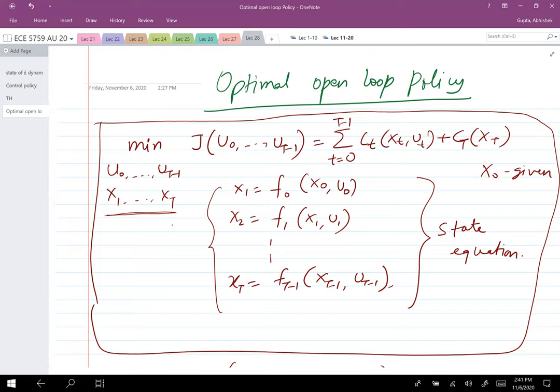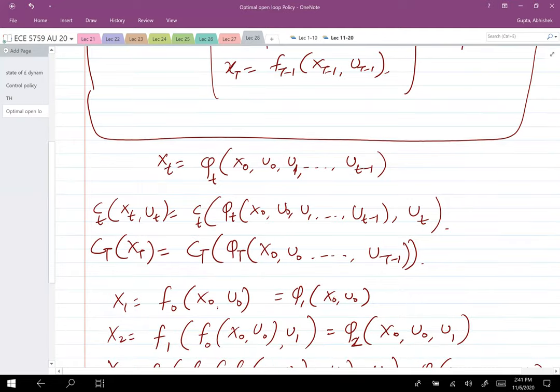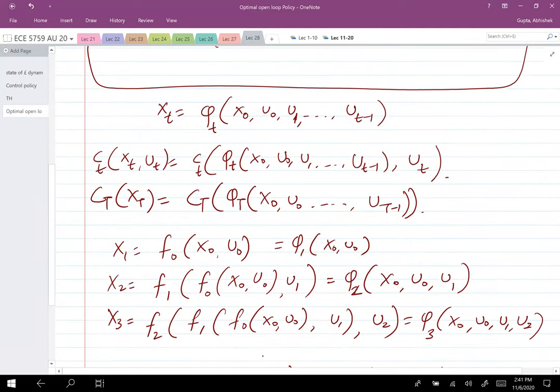Then we realized that, look, we have so many equality constraints. Perhaps there is an easy way to just absorb these equality constraints in the objective function itself, to have a completely unconstrained optimization. So we'll not have any constraints. We can eliminate all the constraints because they are all equality constraints. So we started doing that. The way to do that is you substitute: you get x1 as a function of x0 and u0, x2 as a function of x0, u0, and u1, x3 as a function of x0, u0, u1, and u2, and so on.